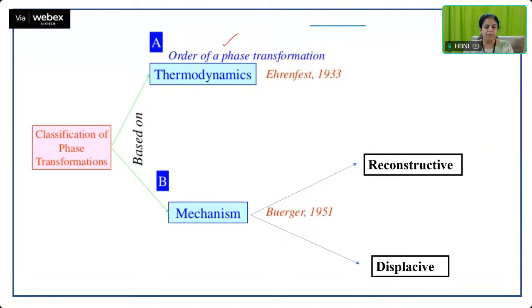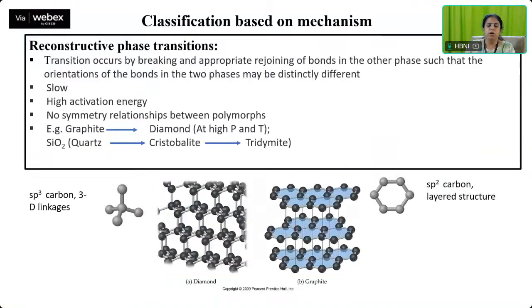We'll come to that a little later. Of course, the phase transformation can also be classified by the mechanism being followed. Based upon the mechanism of phase transition, there are two categories: one is called the reconstructive phase transition and the other is called the displacive phase transition. What is the difference between these two?